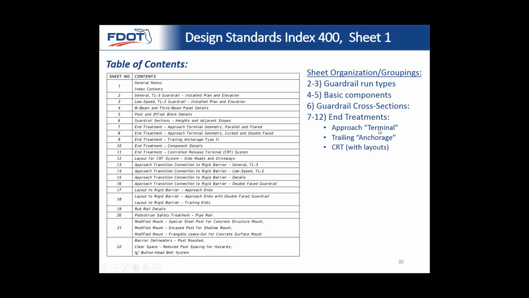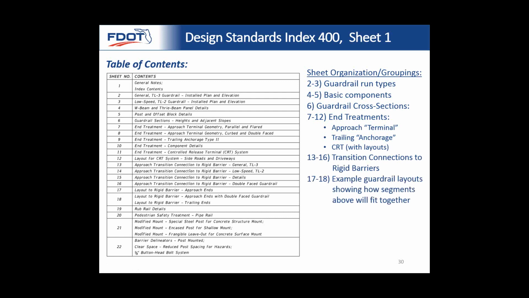Then the subgroupings are approach terminal for the approach end. We wanted to make this obvious. Trailing end, trailing anchorage. This goes on a trailing end where you don't expect a head-on collision. And then a CRT for layout. So we'll get into that. I'll show you pictures of it coming up. 13 through 16, we got transition connections to rigid barrier. We'll show you some good details on that.